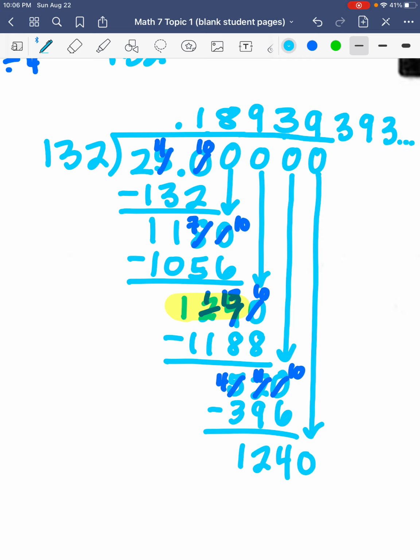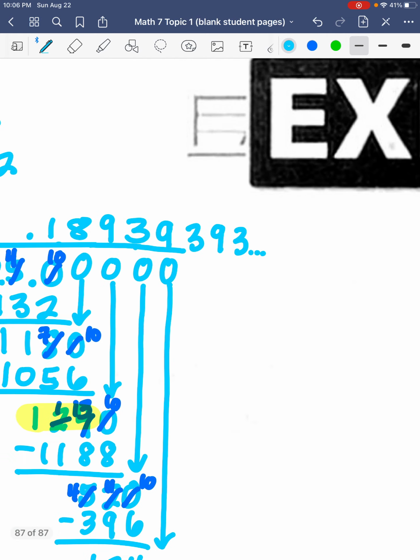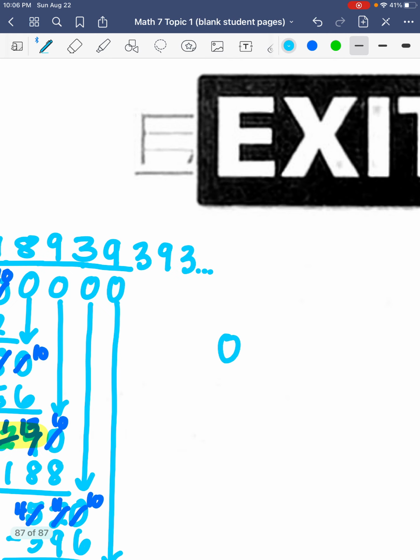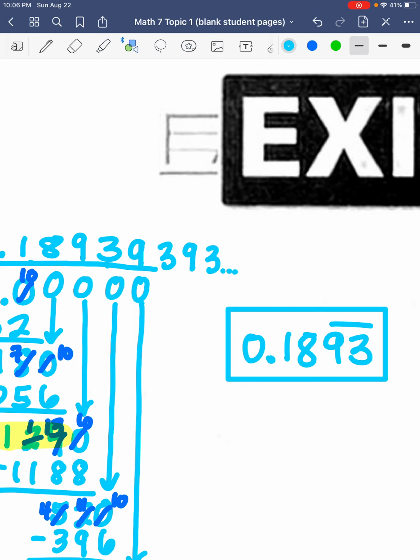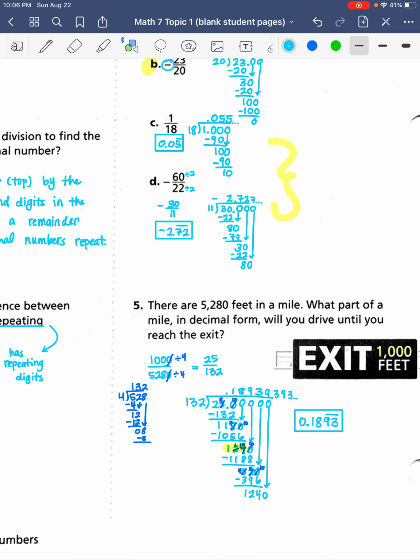Okay, so the answer is, what part of a mile in decimal form will you drive until you reach the exit? So our answer is 0.1893, repeating. I put a line over 9 and 3 because those digits will repeat infinitely. And that's how far you're driving.